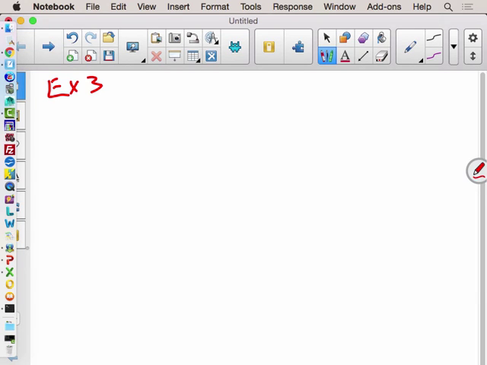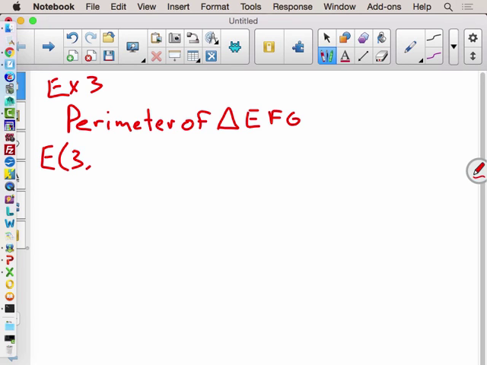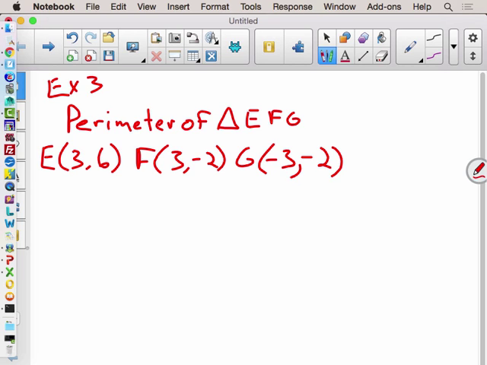We have to find the perimeter of the triangle EFG. And then they give us the coordinate points for that. We have E occurs at (3, 6). We have that F occurs at (3, -2), and then we have G occurs at (-3, -2). And so what I want to do is I'm just going to sketch this.